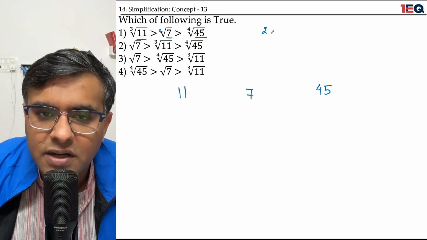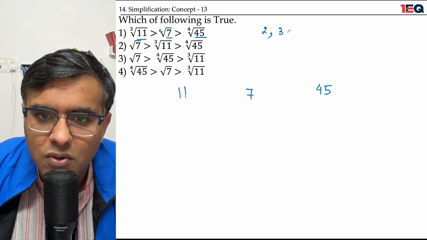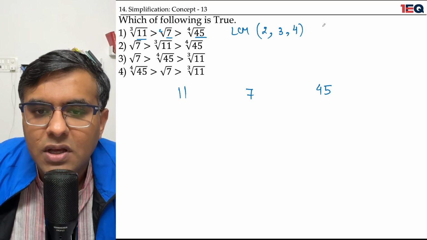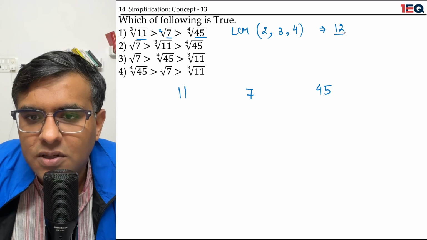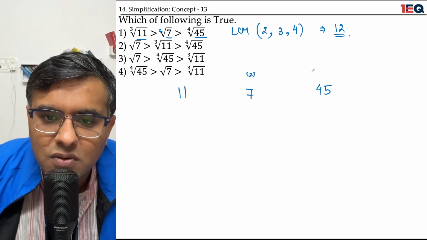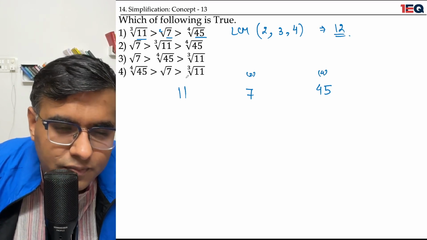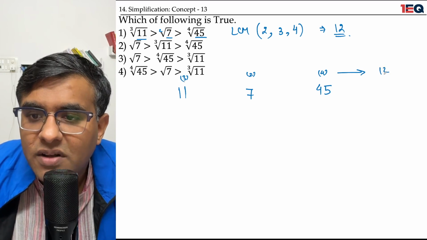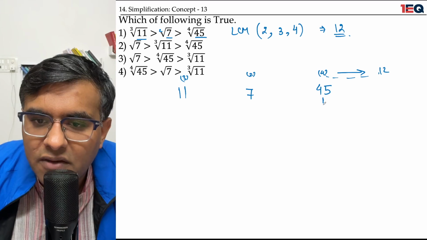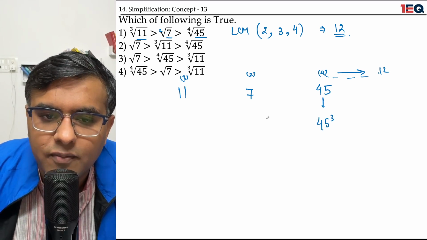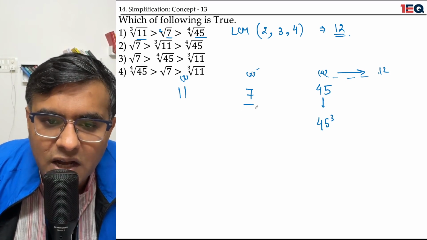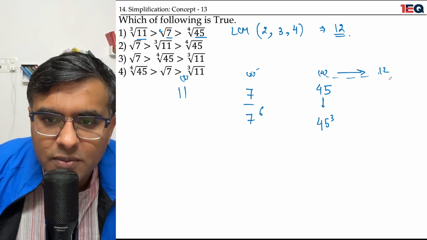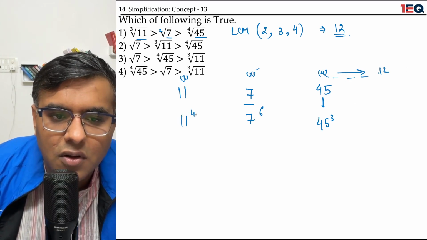So we have three kinds of roots: the square root, the cube root, and the fourth root. Okay, so 2, 3, and 4. I'll have to take the LCM of them. The LCM, the least common multiple, is equal to 12. As 7 is attached with 2, 45 is attached with 4, and 11 is attached with 3, I will have to bring all of them down to 12. So for 4 to become 12, I will have to cube 45. For this 2 to become 12, I will have to put the power of 6 against it. For 3 to become 12, I will have to put the power of 4 against it.